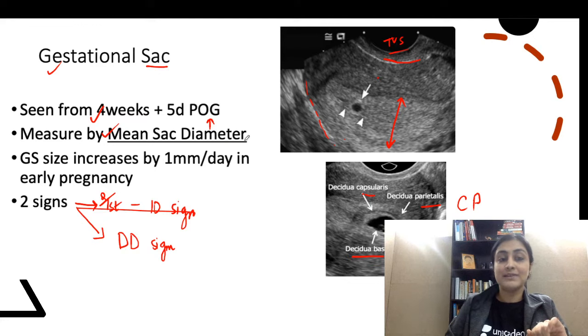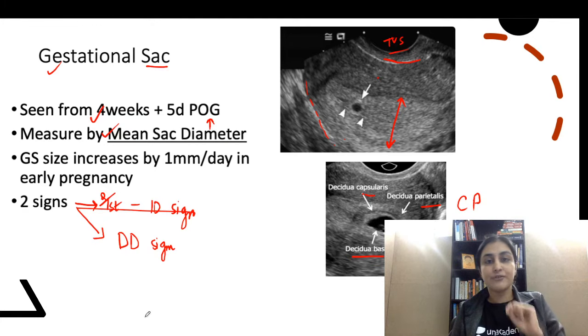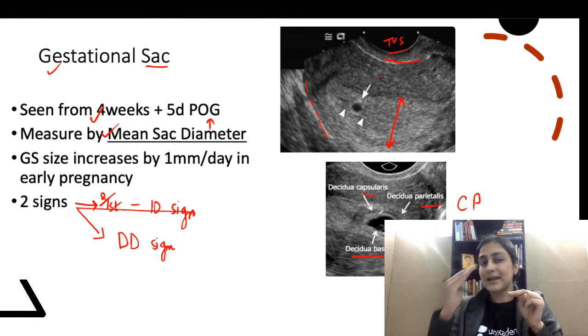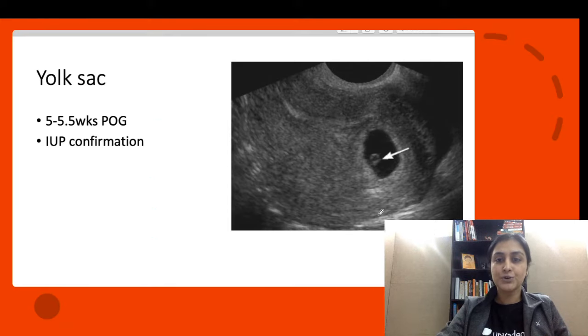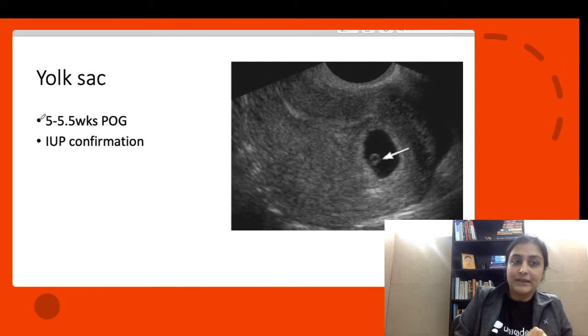So these are all the things you have to remember about Gsac. The very first structure to be seen, 4 weeks plus 5 days, eccentrically placed, called the intradecidual sign, will be the first to be seen, and you will see a double decidual sign where capsularis and parietalis form 2 walls. Alright, so this is the first thing. Now what was due to develop in the next 1 week? We had the yolk sac.